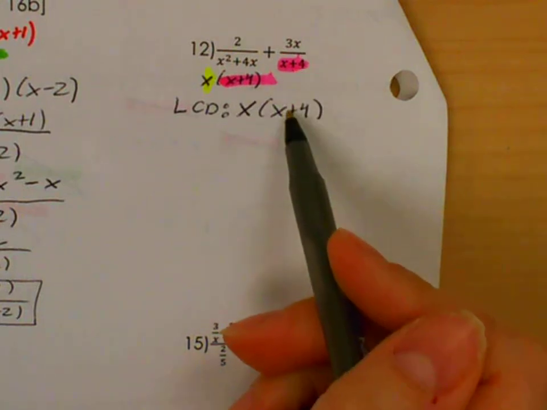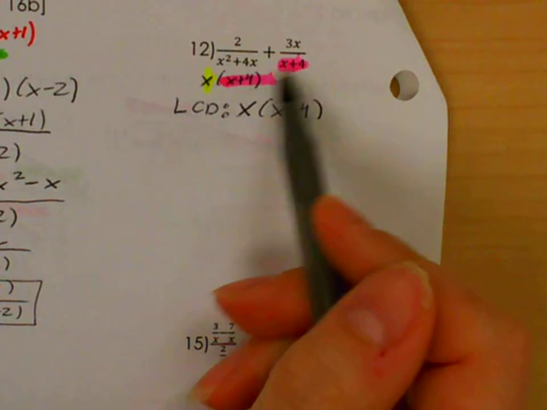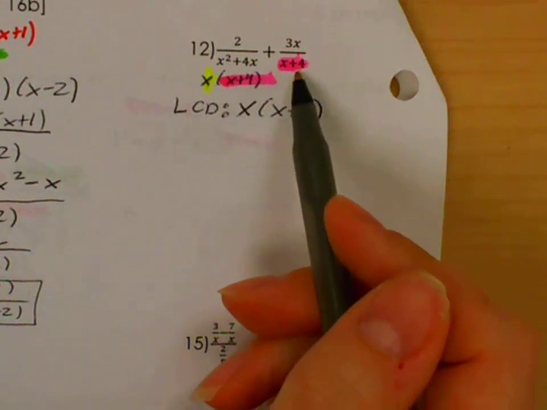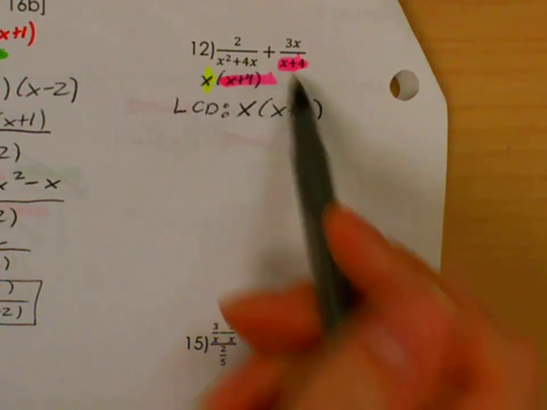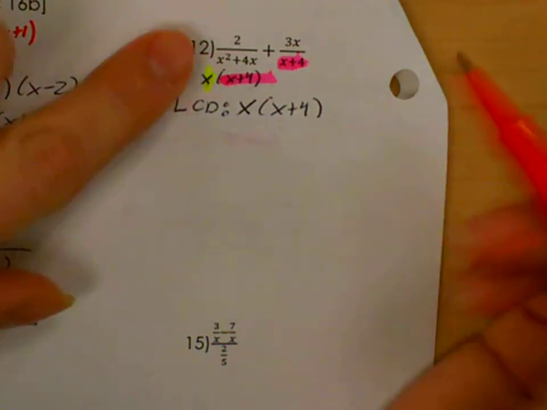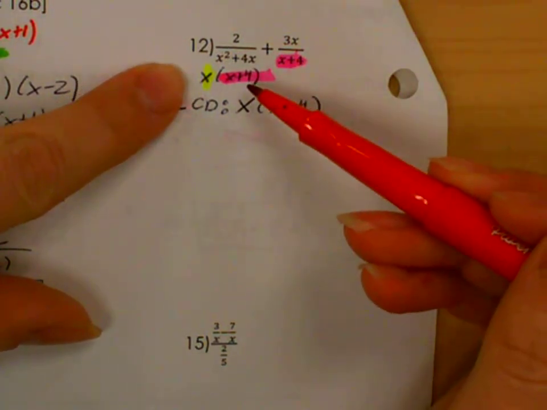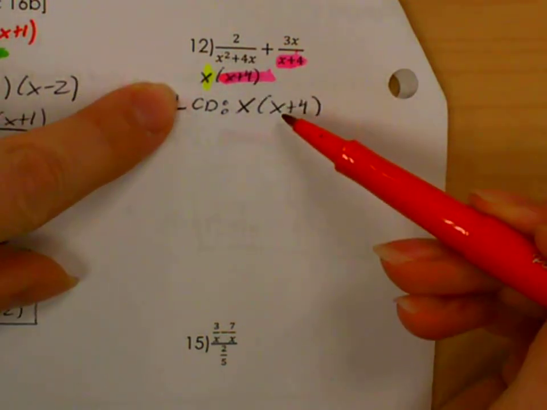I'm not going to add an extra x plus 4. These two are a pair. They go together. There's one here and one here. So I don't need to add a second one. I already have one. So now I look up here at what's missing for this first fraction, and nothing is missing because the denominator of this first fraction is my least common denominator.